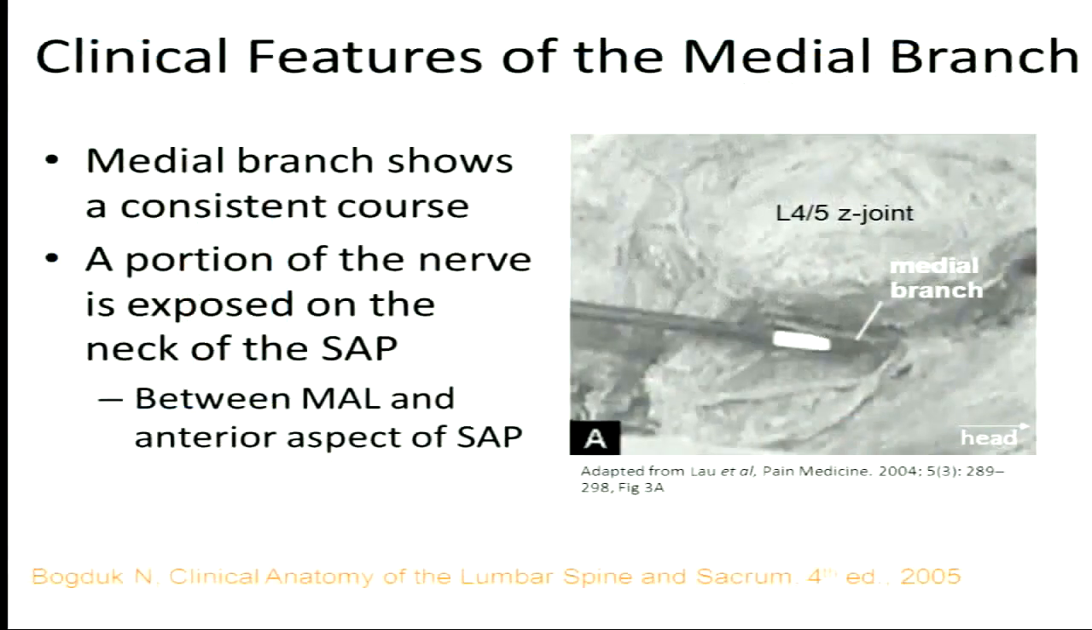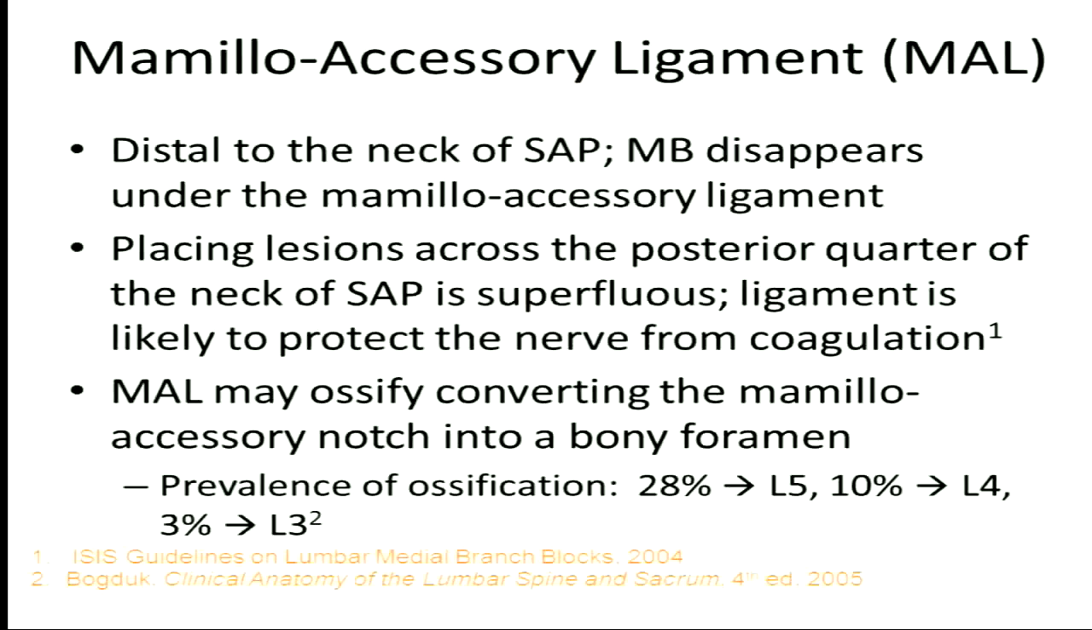The medial branch is very consistent L1 through L4, unlike the thoracic medial branch, and the portion of nerve that's exposed on the neck of the SAP is between the Mamillo-Accessory Ligament and the anterior aspect of the SAP. So that's probably a little bit more distal than what we're traditionally used to thinking about, the notch or the eye of the Scotty dog, where we typically have done lesions in the past. Distal to the neck of the SAP, the medial branch disappears under the MAL.